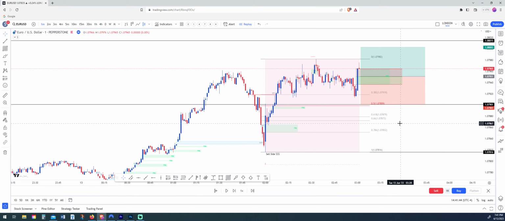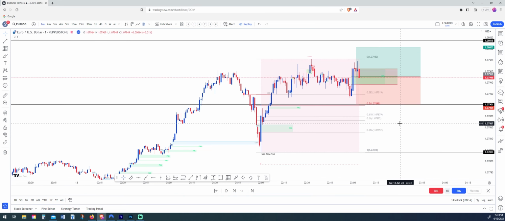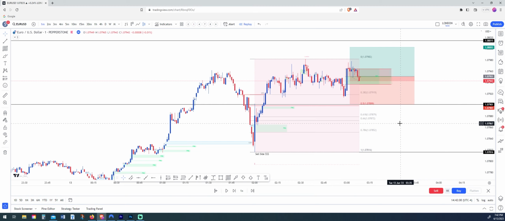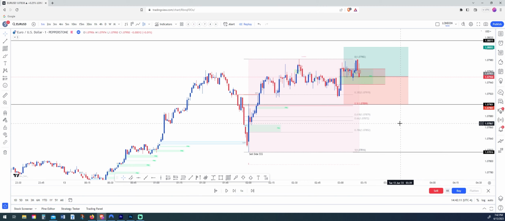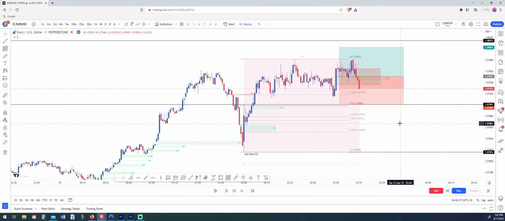So let's see if we get entered on this. We have got tagged in, thought we were going to get missed then, but that has actually tagged us in. So the 50% of that fair value gap has been tagged and the top of the order block has been tagged. Not driving away yet, but we are respecting the 50% level of the fair value gap. Driving away now. Getting back to that 50% level of the fair value gap.